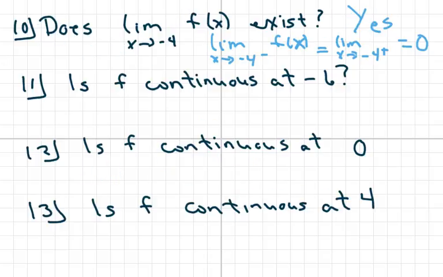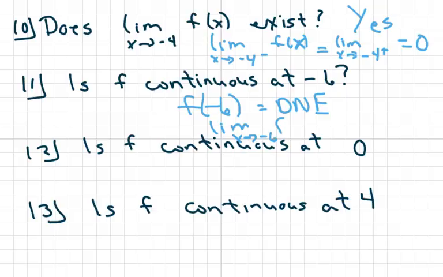Okay, now we're going to say, is f continuous at negative 6? Since f of negative 6 doesn't exist, then we're going to say that the limit as x approaches negative 6 of f of x does not exist.